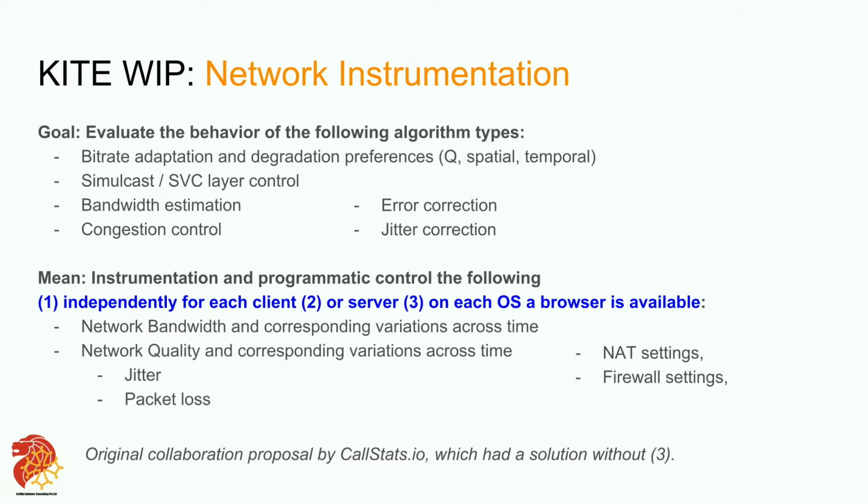A new thing we're doing, again with input from callstat.io, is network instrumentation. When we have all those tests, we're only testing from the outside, right? A lot of problems come from network issues, whether bandwidth fluctuation, configuration of NAT and firewall, or quality. So latency that is varying, packet loss, jitter. I think Boris illustrated a few of the things.